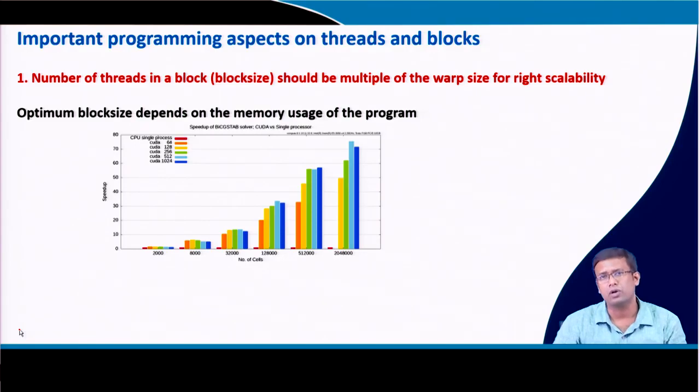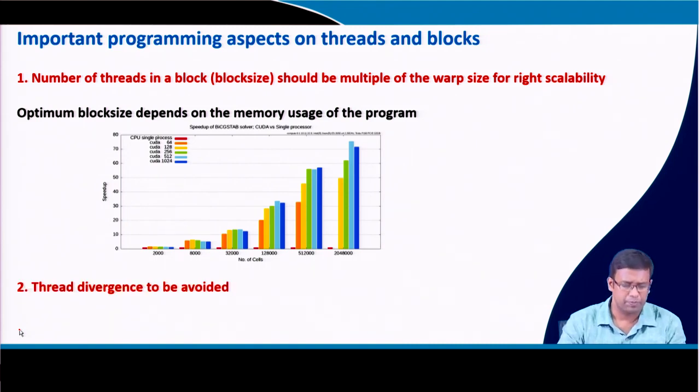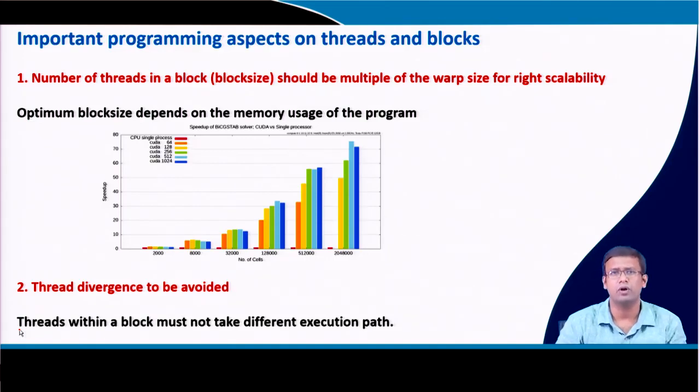If the block size is not a multiple of warp size, there will be serious performance degradation. Also, the optimum block size depends on memory access patterns. Therefore, with the same GPU code, by changing the grid size, the block size and the number of blocks inside the grid, we can get different performances, and there is an optimum performance level. And thread divergence has to be avoided, which means threads within a block must not take different execution paths.